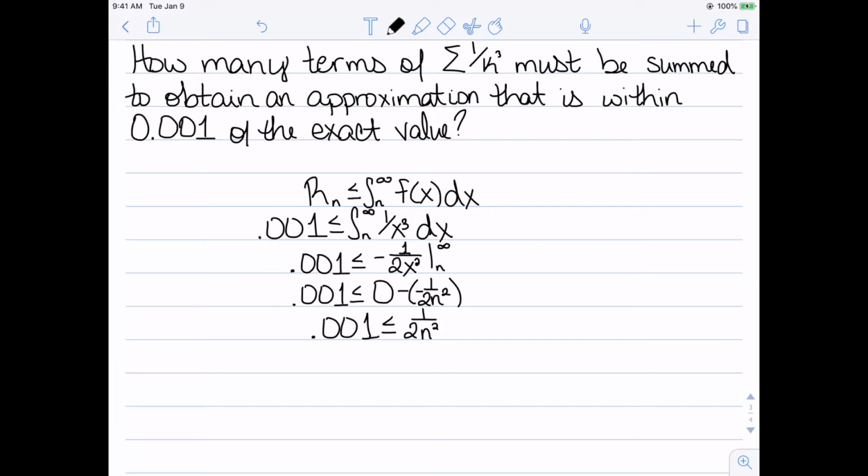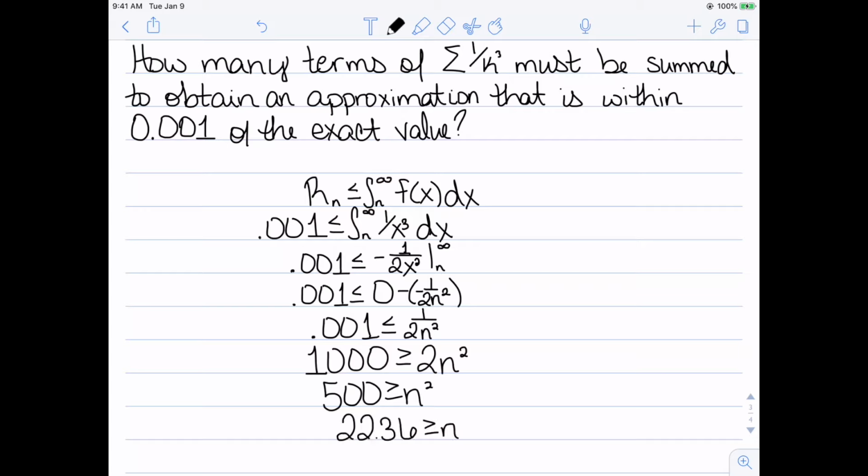We'll start by taking the reciprocal of both sides. The reciprocal of 0.001 is 1,000. When I take the reciprocal of both sides, I need to switch the direction of my inequality. And then the reciprocal of 1 over 2n squared is 2n squared. I can then divide both sides by 2. That gives me that 500 is greater than or equal to n squared. And then I can take the square root of both sides. I get 22.36 is greater than or equal to n. So that means if I want to be within 0.001 of the exact value of this, I need to sum at least the first 23 terms.